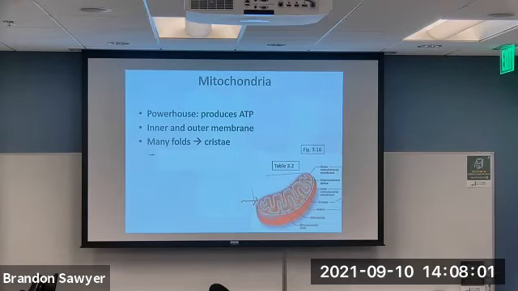Okay, and those folds are called cristae. All right, yeah, so to increase surface area to drive things like the electron transport chain. Okay, so I'll let you keep writing there, give you a sec.